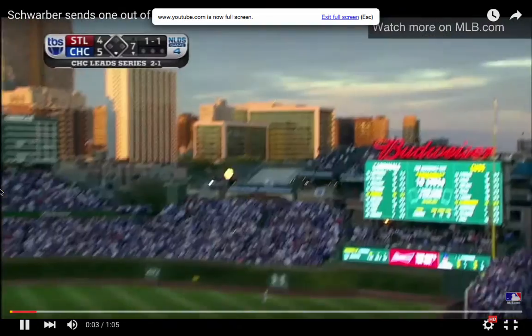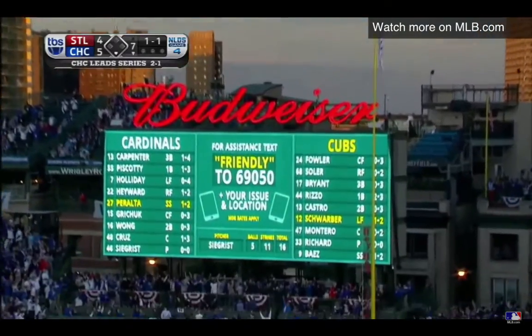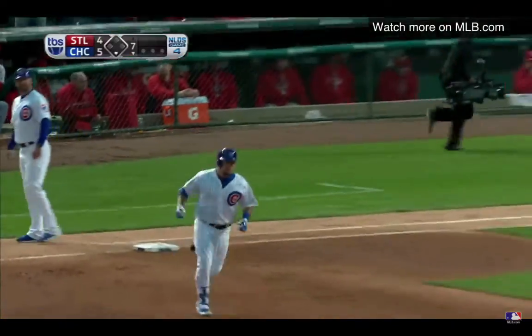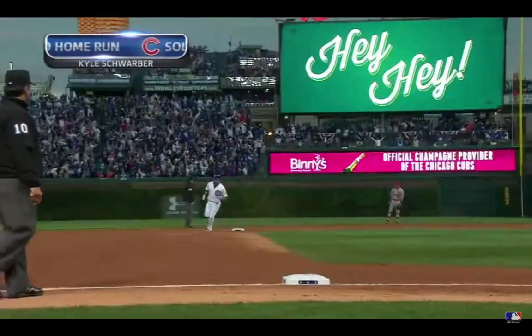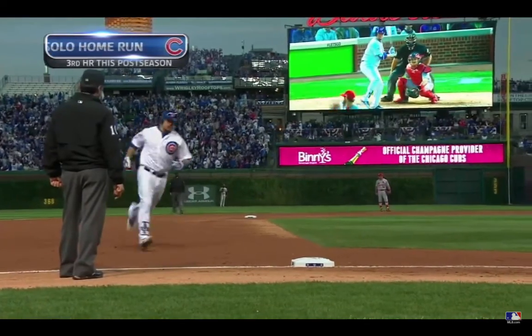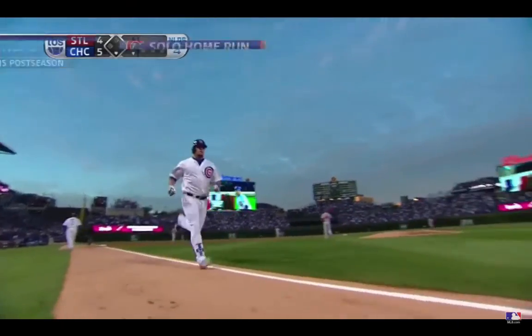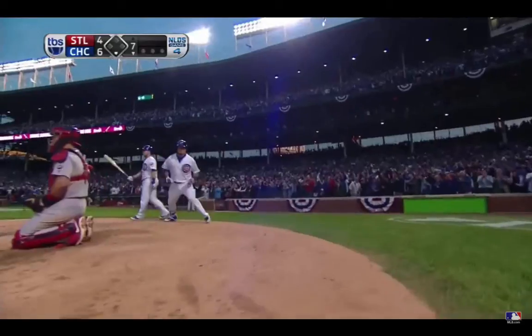And Schwarber sends one high and deep, way back, and this ball is long gone. Mercy. What in the world? Over the scoreboard on to Sheffield it goes. Schwarber with a booming home run, and the Cubs have a 6-4 lead.